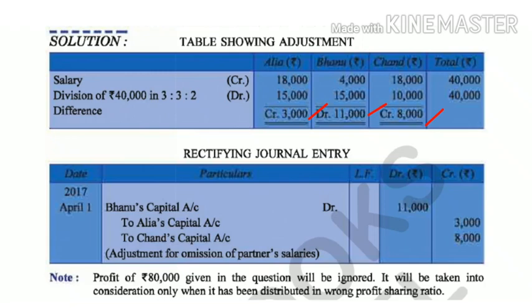So that entry will be found in the adjustment table. You can find that Bhanu's account is to be debited with 11,000, while Alia's account is to be credited as well as Chand's account to be credited. In this way the rectification is done.